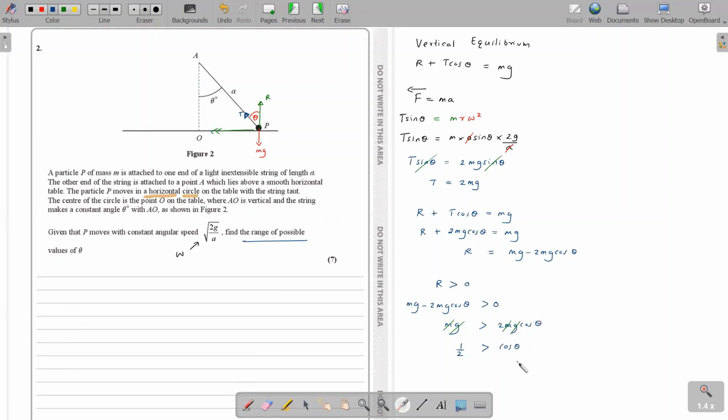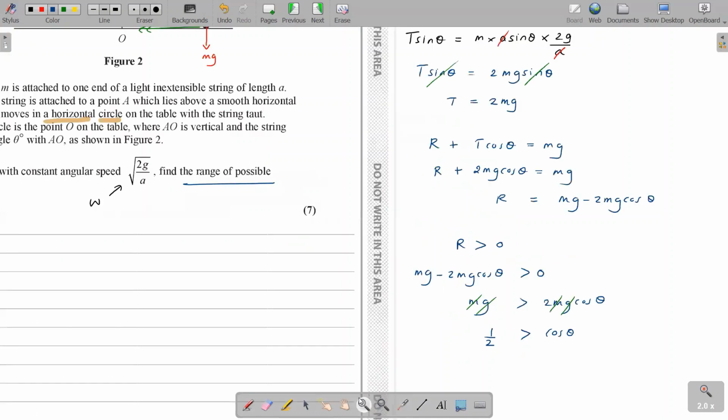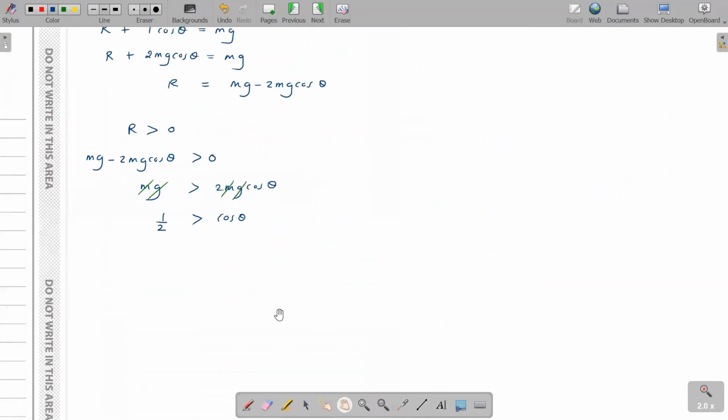Okay, how do I get the range of theta values here that satisfies cos theta less than half? So one way of looking at this is I quickly remember the cos graph. You remember how the cos graph goes, right? Cos 0 is 1. Do you agree? Cos 90 is 0, right? Are you with me? Cos minus 90 is 0. So that's how the graph goes.